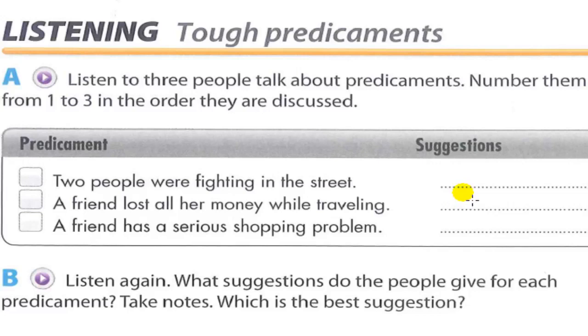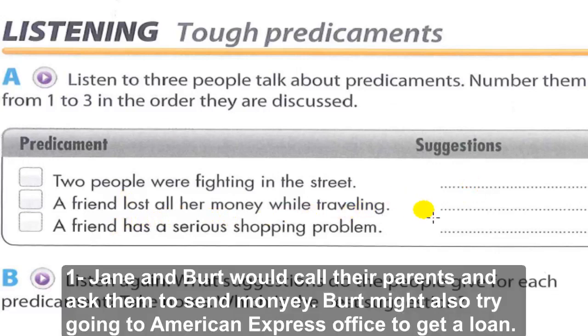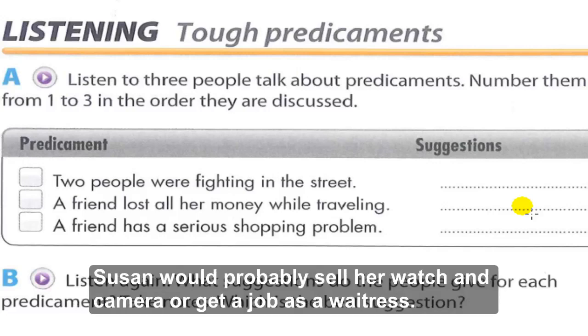Number 1. A friend lost all her money while traveling. Suggestions: Jane and Bert would call their parents and ask them to send money. Bert might also try going to the American Express office to get a loan. Susan would probably sell her watch and camera or get a job as a waitress.